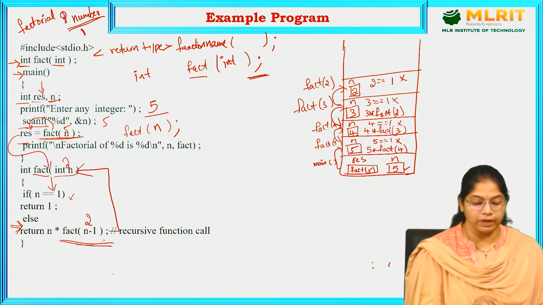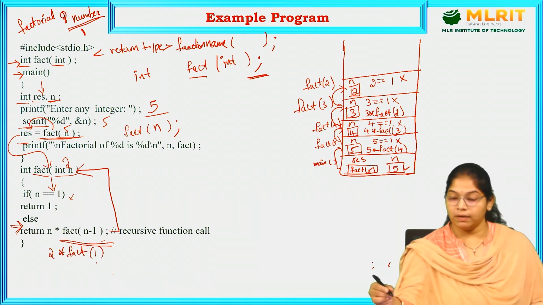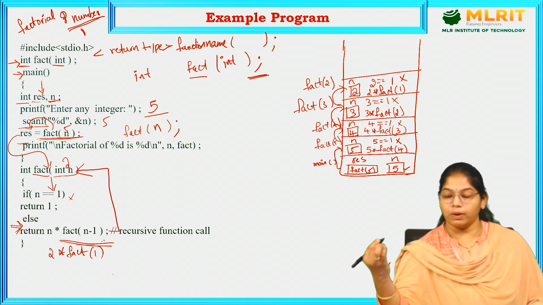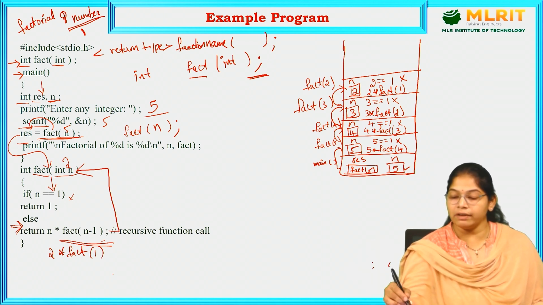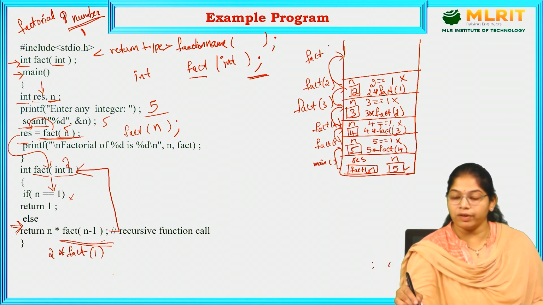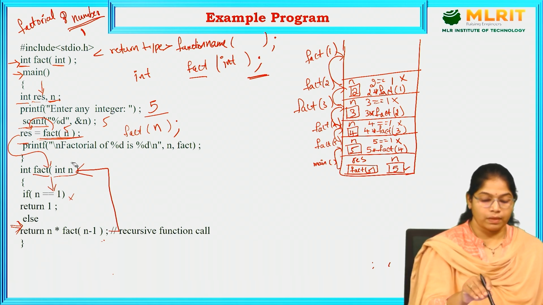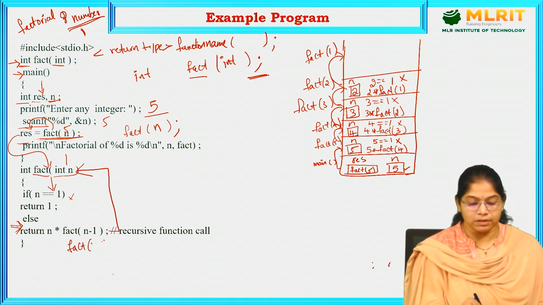In else, we have n into fact of n minus 1, where n is 2. So, 2 into fact of n minus 1, that is 1. Again, fact of 1 is a function call, like fact of 2. So, one more segment is allocated to fact of 1. Now, n value is 1.